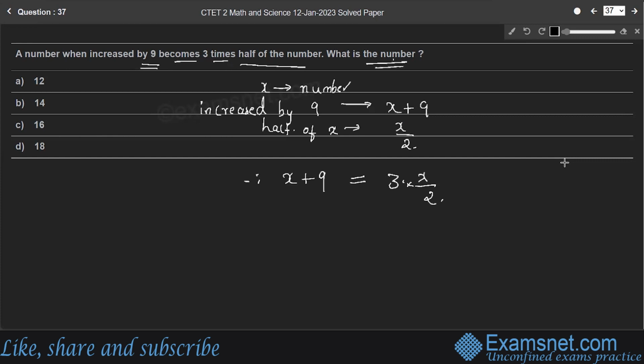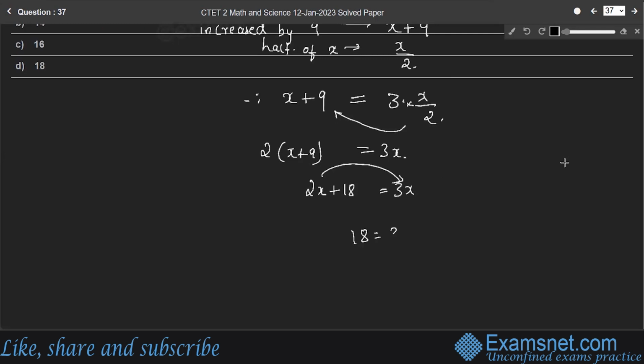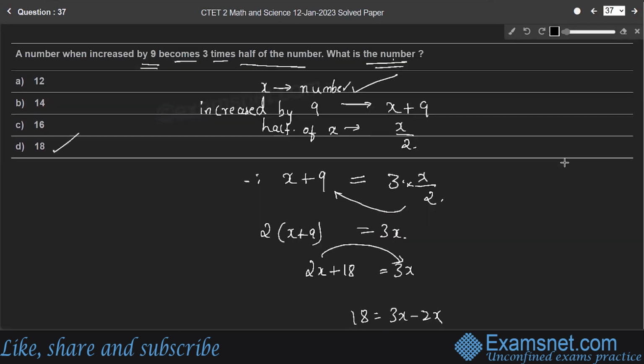So what is that number? We have to find the value of x. Take this 2 to the left hand side: 2 into (x plus 9) is equal to 3x. So 2x plus 18 is equal to 3x. Take the 2x to the right hand side, it becomes 3x minus 2x, which is x. Therefore, the value of x is 18. So the number is 18. Option D is the right answer.